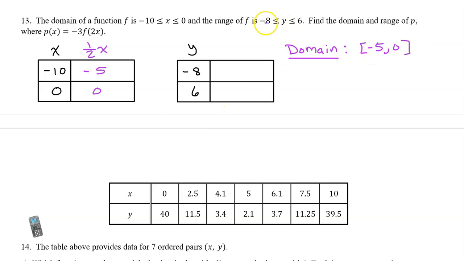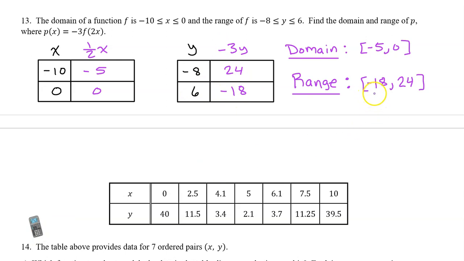The original range goes from -8 to 6. The transformation that affects the y values is this -3, reflection over the x-axis and vertical dilation by a factor of 3. I can get new y values by multiplying the original y values by -3. So this will make +24 and -18. So my new range is the closed interval from -18 to 24. Always write your interval in order from least to greatest.